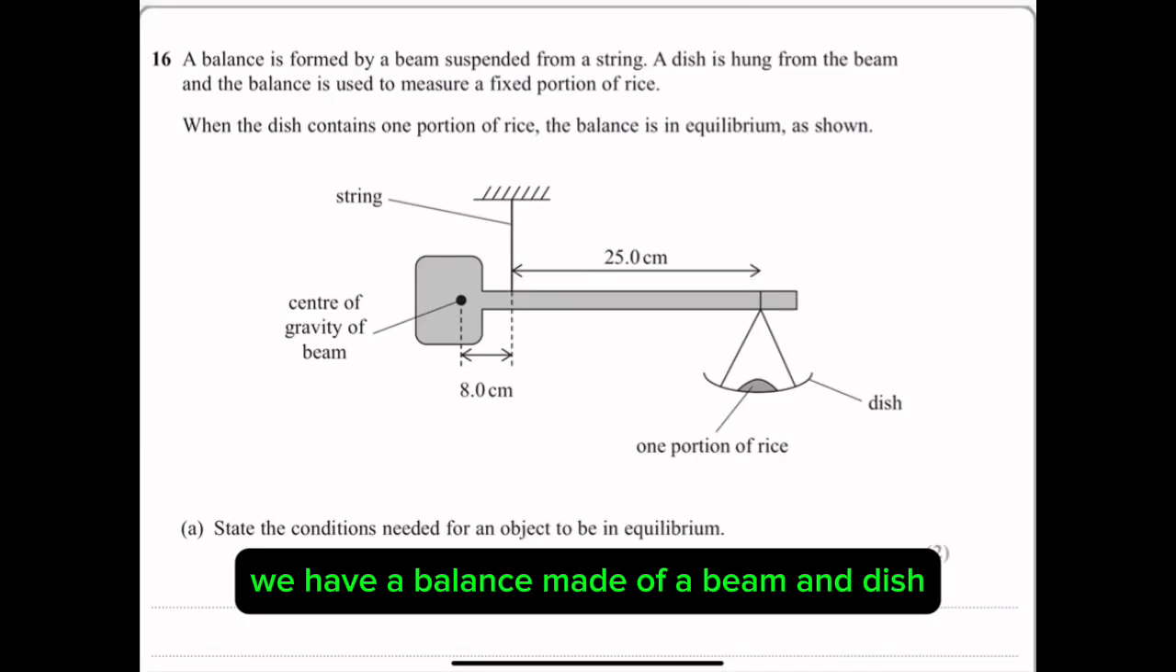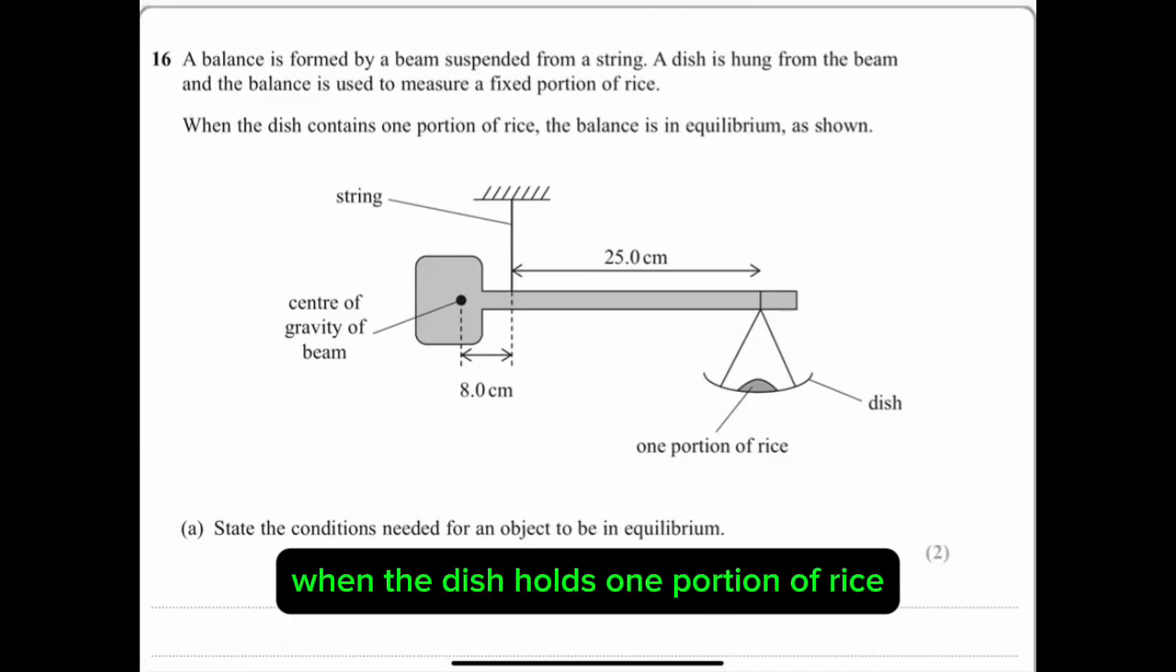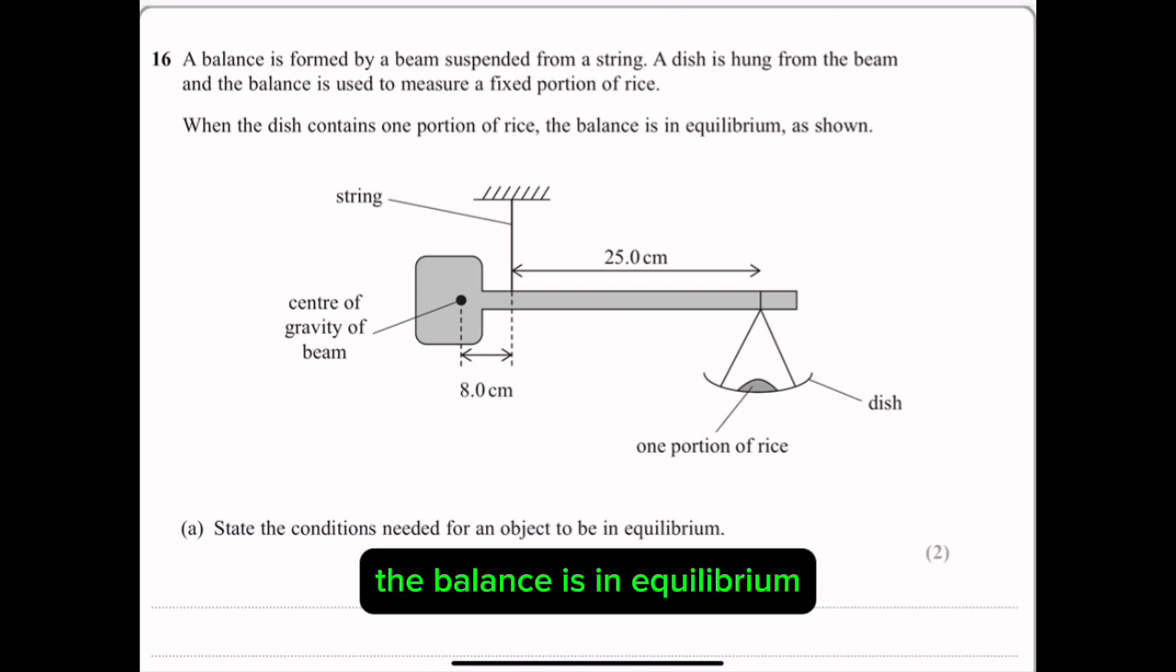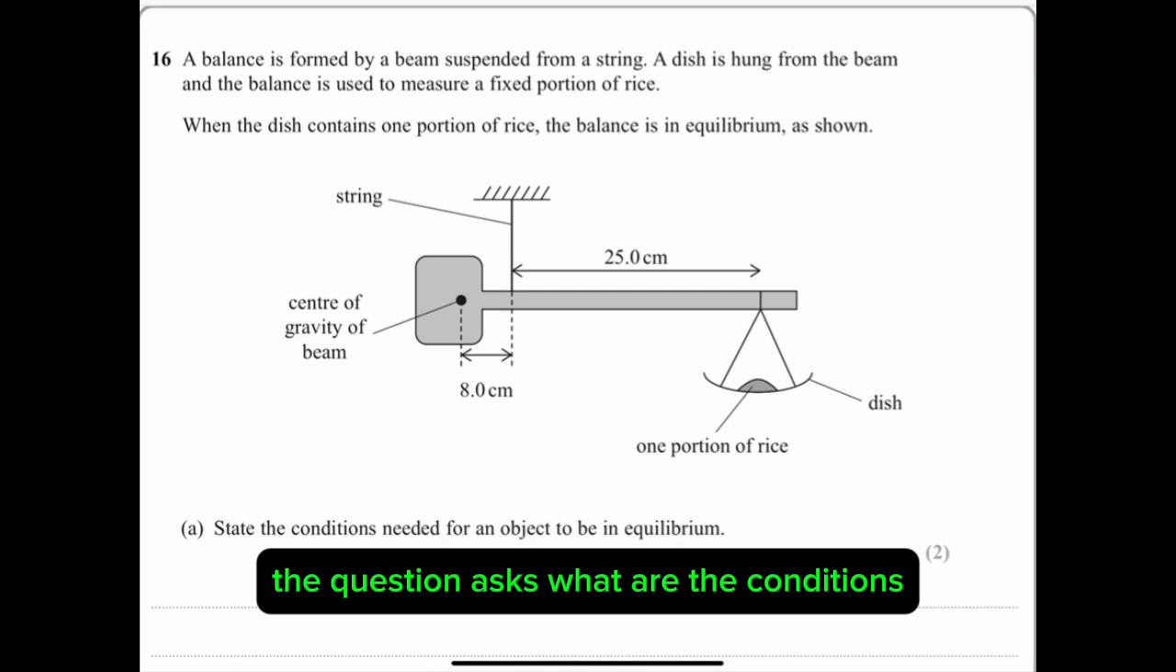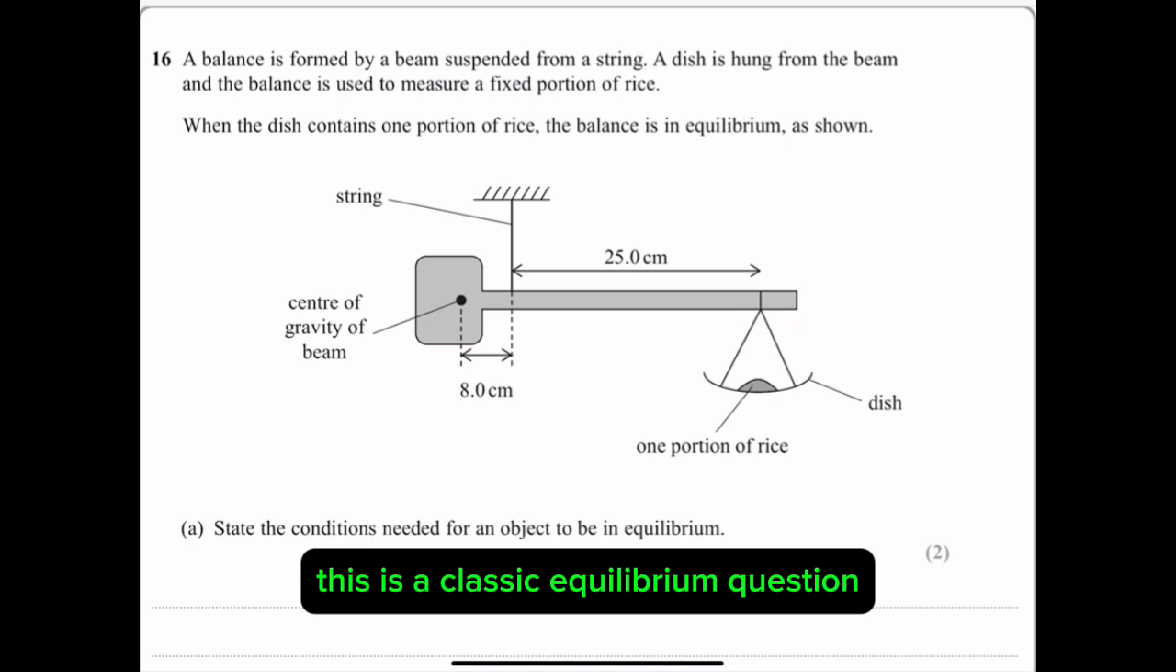We have a balance made of a beam and dish. When the dish holds one portion of rice, the balance is in equilibrium. The question asks, what are the conditions needed for an object to be in equilibrium? This is a classic equilibrium question.